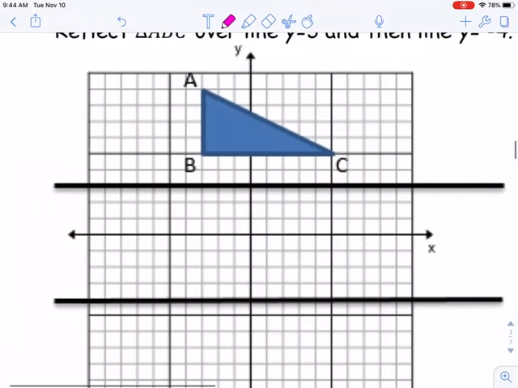All right, so B is 2 above, so B prime is 2 below, similar with C, and then A is 6 above, so it will be 6 below. I believe that's what it should look like. All right, and we got this very beautiful pink triangle.